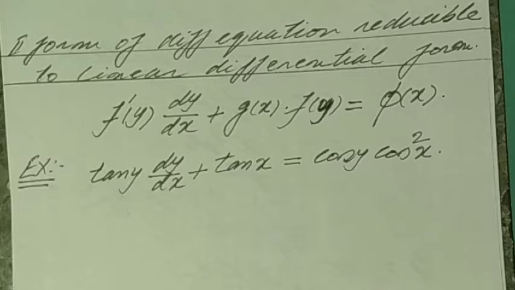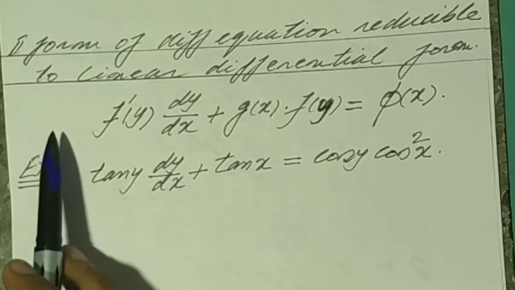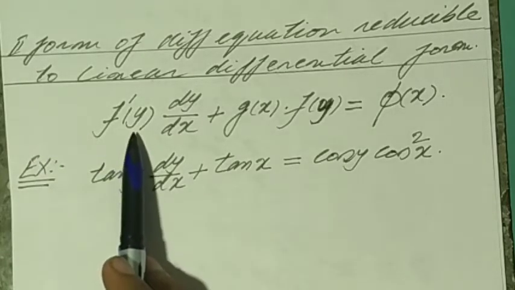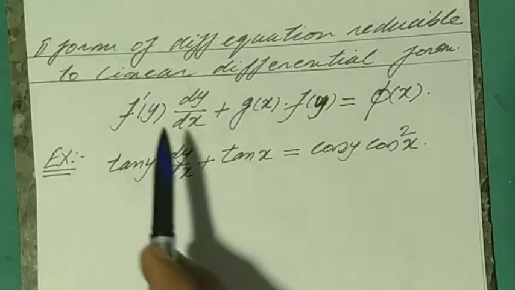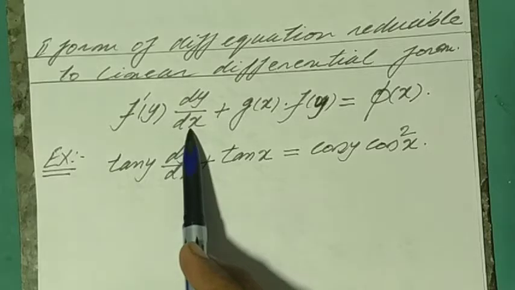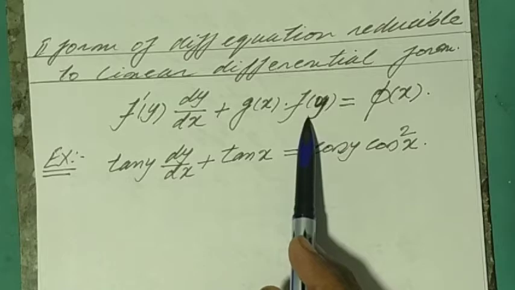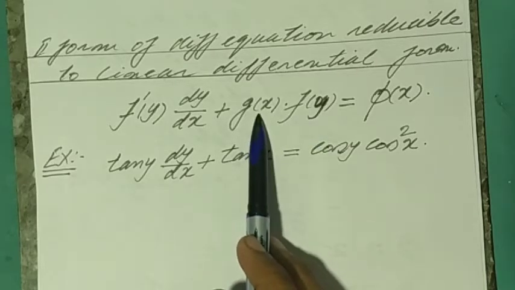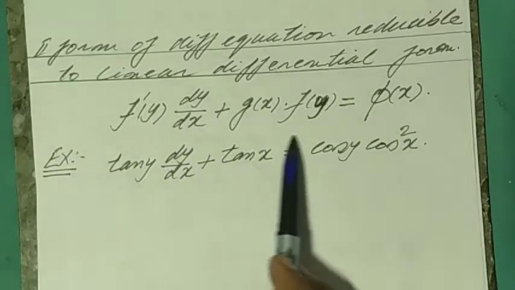Bernoulli's equation is not the only differential equation which can be reduced to linear differential form, but there is a second form also which can be reduced to linear differential form, and that is f dash y dy upon dx plus gx fy is equal to phi x. That means a differential equation in which the coefficient function of dy upon dx must be the differential of a function of y, which is a multiple of a function of x, and on the right hand side there should be only a function of x.